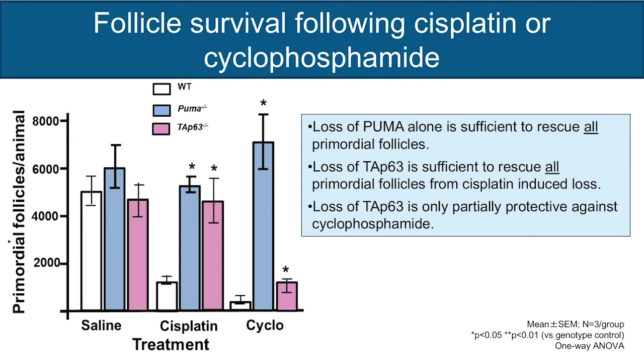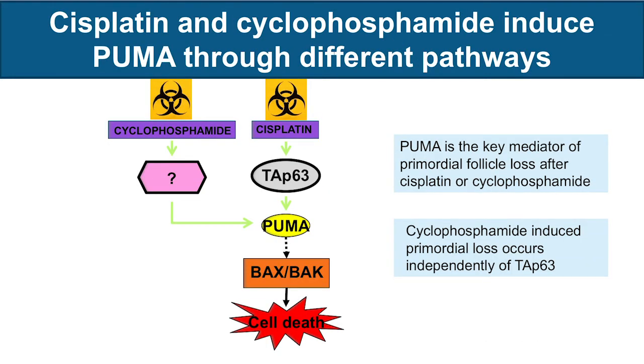Interestingly, we found that loss of P63 is sufficient to rescue all of the primordial follicles from cisplatin-induced loss, but it's actually only partially protective against cyclophosphamide. And so this very simple study told us that Puma is in fact the key mediator of primordial follicle loss after cisplatin and cyclophosphamide. And that cyclophosphamide-induced primordial follicle loss occurs independently or largely independently of P63. So actually cisplatin and cyclophosphamide induce Puma probably through different pathways.